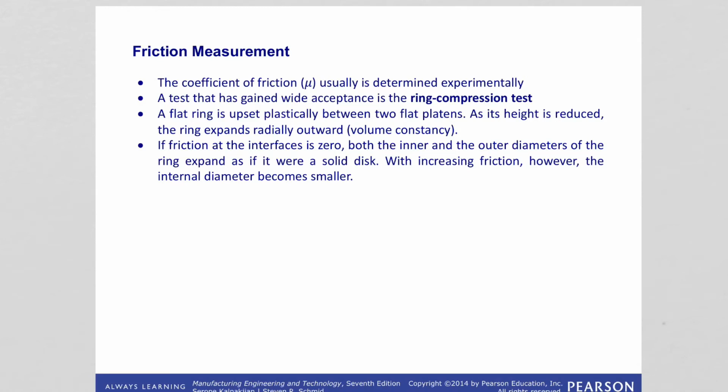If the friction at the interface is zero, remember something we learned: bulging affects the friction, and friction affects bulging. As the height is reduced, it will expand outward, and it will also experience bulging if there is any friction. But if there is no friction at the interface, both the inner and outer diameters of the ring expand as if it were a solid disc. If there is friction, with increasing friction, the internal diameter becomes smaller.